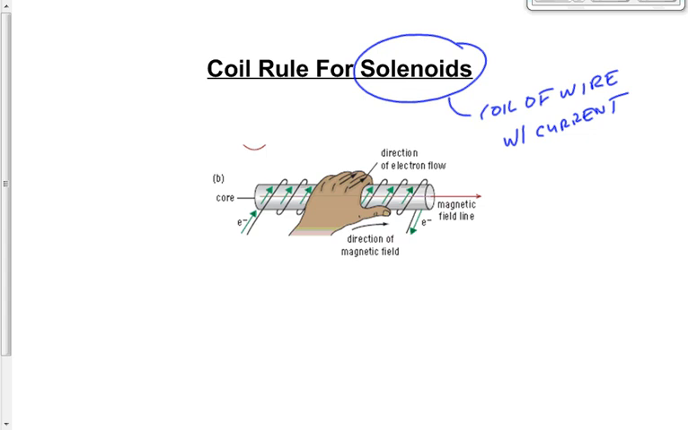Now, this coil rule for solenoids is going to allow us to find the magnetic field caused by this coil of wire, but it's also going to allow us to find the polarity of this coil of wire. This is effectively an electromagnet. You get an electron current going through the wire. It generates a magnetic field. If there's a steel core or iron core inside, this iron core becomes a magnet.